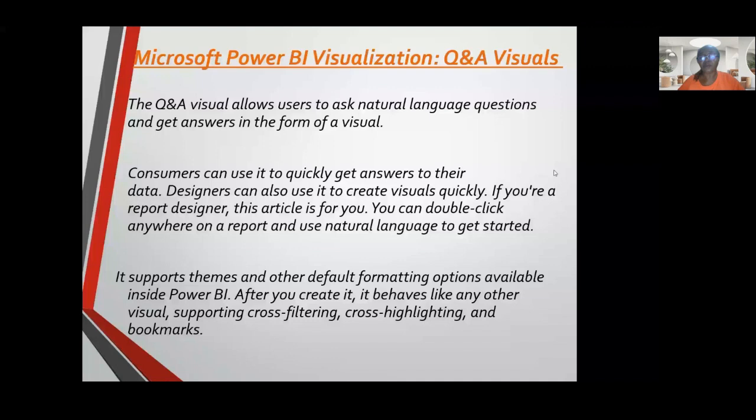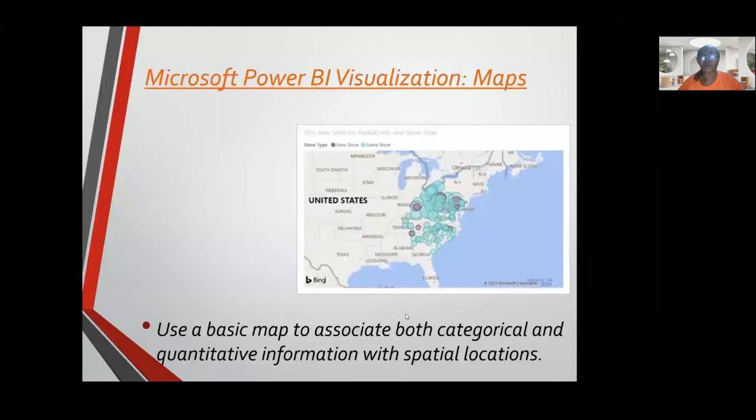Our customers, consumers, can use it to quickly get answers to their data. Designers can also use it to create visuals quickly. If you're a report designer, this article is for you. It supports themes and other default formatting options available inside Power BI. So the Q&A, we've seen it, and you also have the map. You use a basic map to associate both categorical and quantitative information with spatial applications.